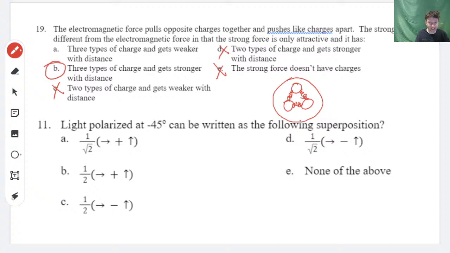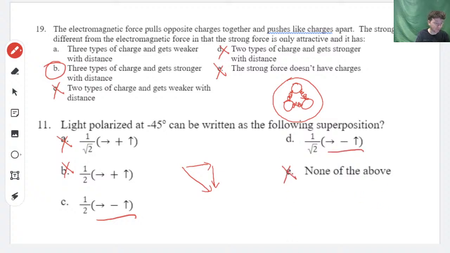Okay, moving on to our last question. So light is polarized at -45 degrees, so like this. That can be written as a superposition. So if we're looking at polarization as either being horizontally polarized or vertically polarized, then something that is polarized at, say, an angle would be a superposition of those horizontal and vertical polarizations. Specifically, this one would be a superposition of horizontal and negative vertical. Okay, so it's not these two. Okay, horizontal and negative vertical.